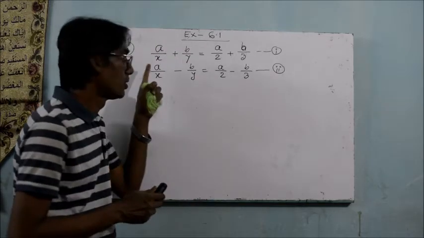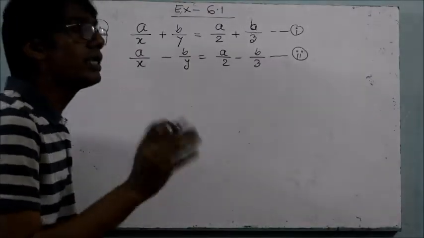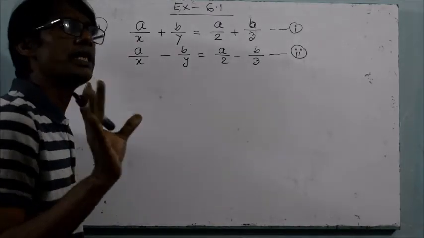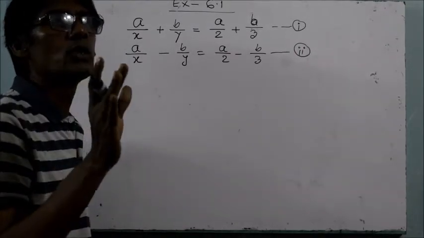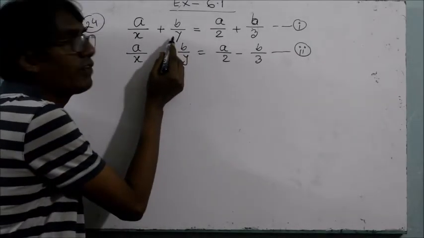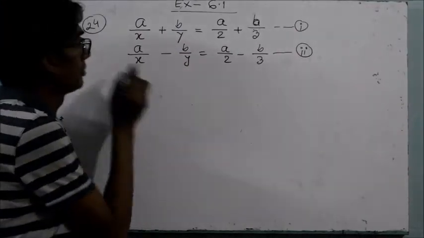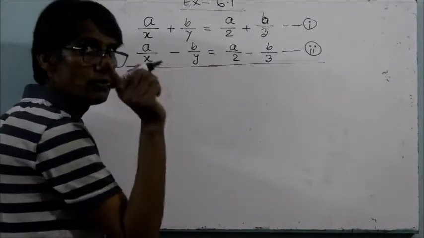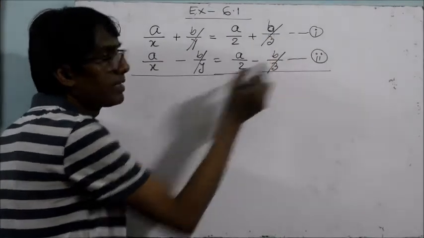Observe here two equations with x variable and y variable, which have to be solved by the elimination method. We know elimination means any one variable, either x or y, has to be eliminated with the same coefficients. Look at the y variable: the coefficients are the same and the signs are opposite. So first, adding both equations, b by y will be omitted, and b by 3 will also be omitted.